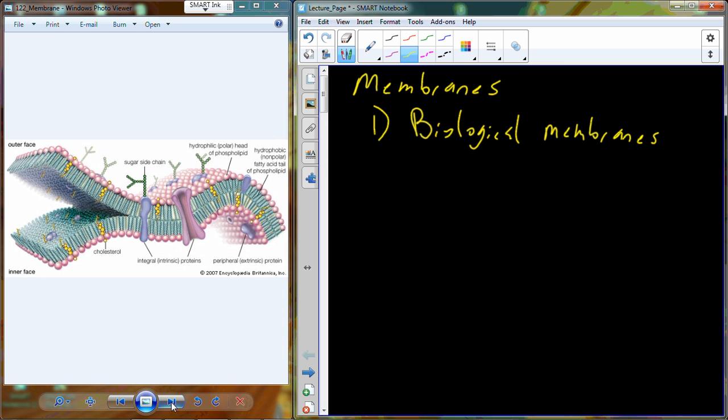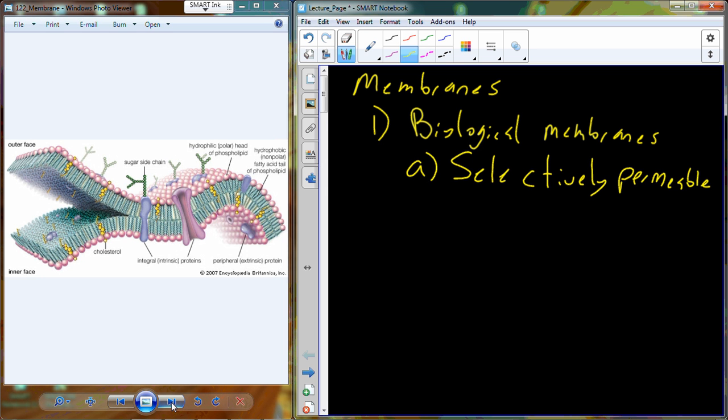But it will be easiest if we highlight the plasma membrane around the cell, what we would call the cell membrane, and look at its function, and then apply that function to other biological membranes that we might find in the cell. All right, so the definition of a biological membrane: one, it's going to be selectively permeable.